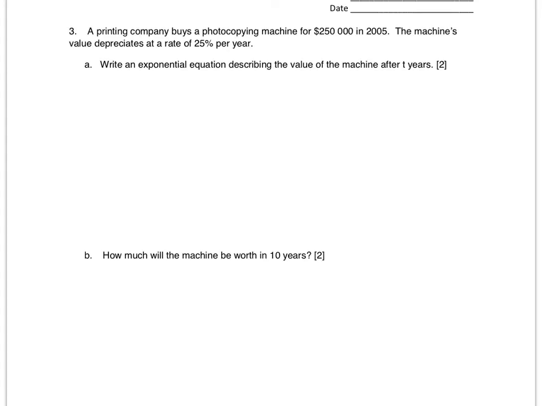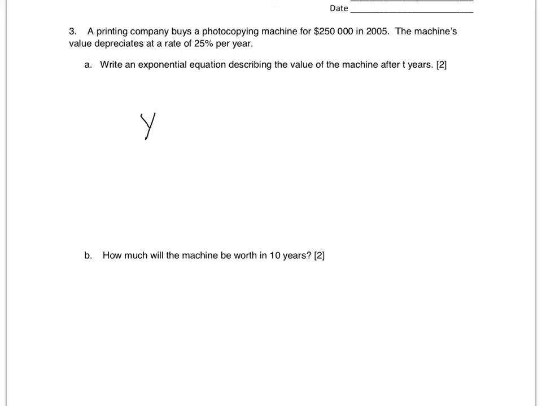In the next question, you have a printing company which has a photocopy machine for $250,000 in year 2005. The machine's value depreciates, meaning that it goes down 25% per year. The question is, how do you write an exponential equation describing the value of the machine after t years?